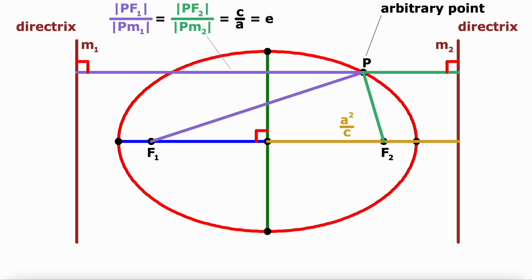An ellipse can also be defined as the set of all points in a plane such that, for any point P in the set, the ratio of the distance to a focus to the distance to the corresponding directrix is constant, and this ratio is equal to the eccentricity e of the ellipse. This ratio is always less than 1 for an ellipse.